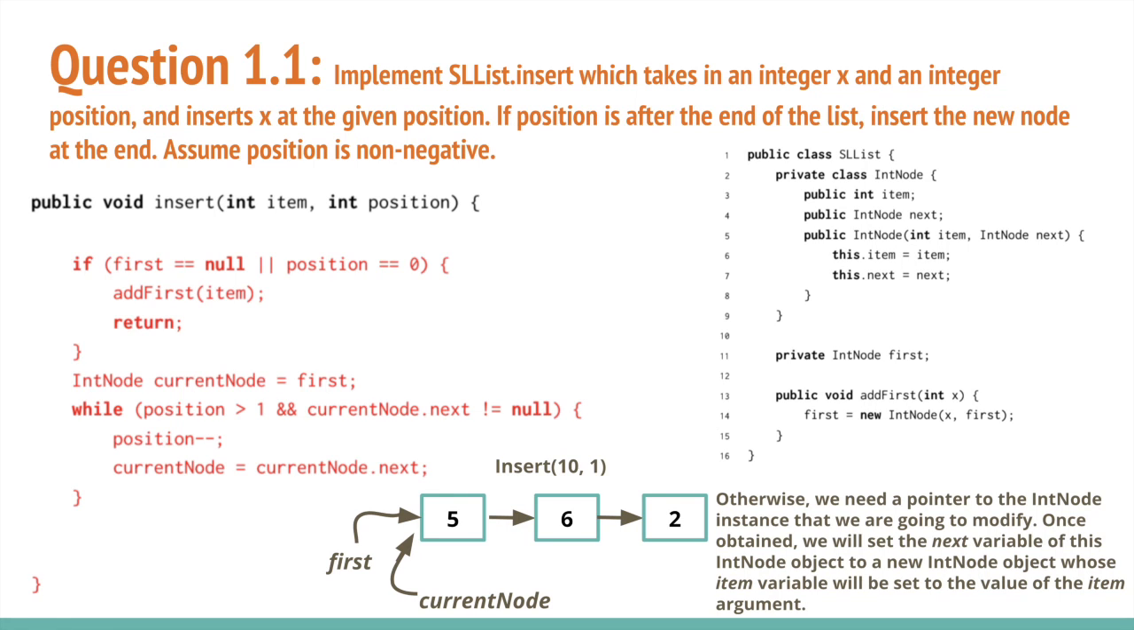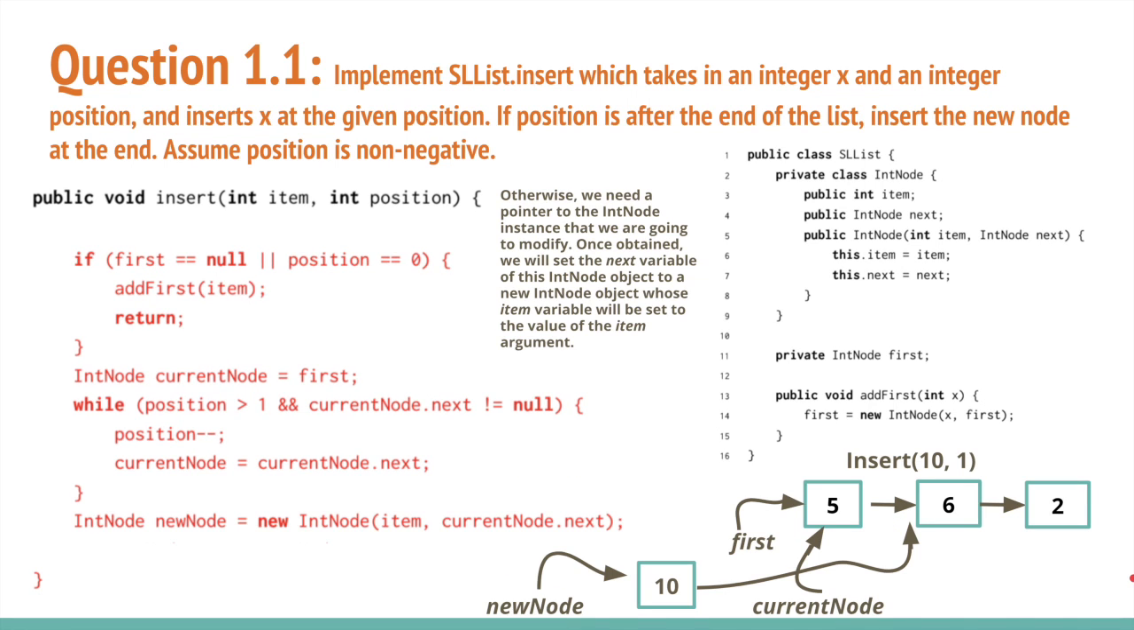So now that we have our pointer to the correct place in the list, we can now create a new IntNode object whose item variable will be set to our argument passed in, and the next variable of this object will point to currentNode.next. Here's what our pointers would look like at this step. Now all we have to do is connect currentNode to newNode, and we can do that by setting currentNode.next to newNode.